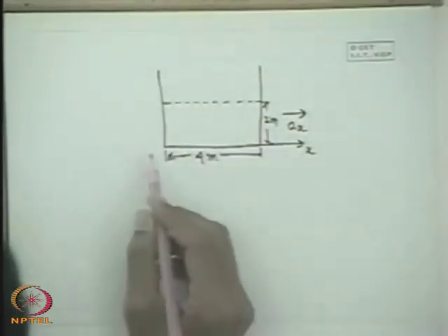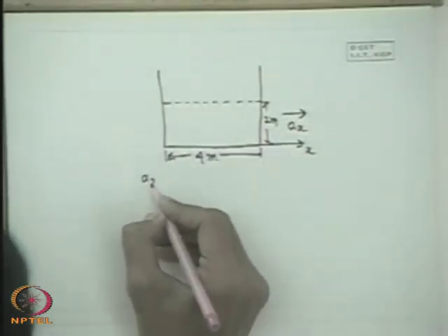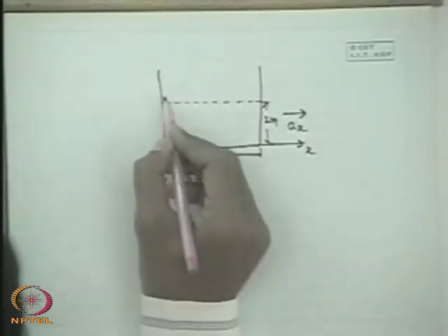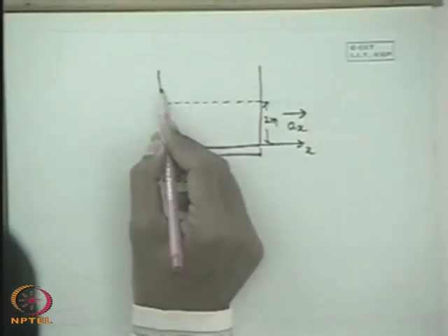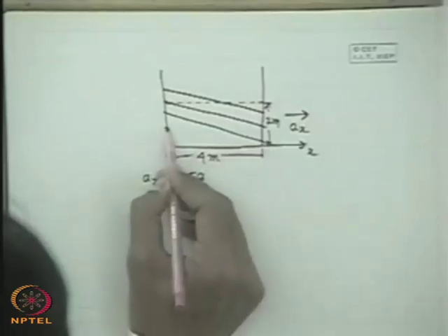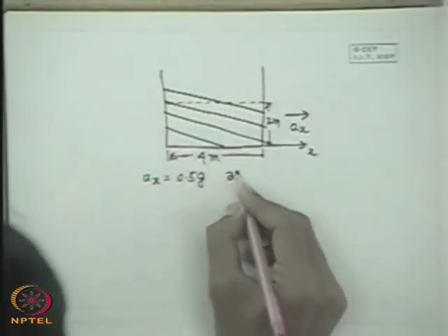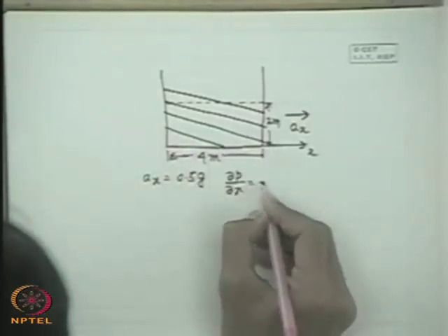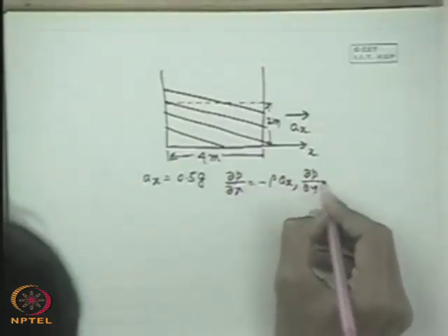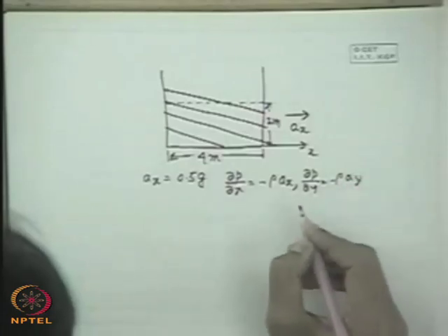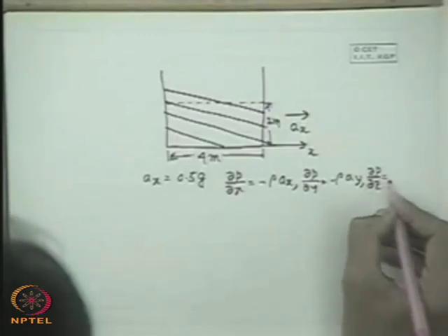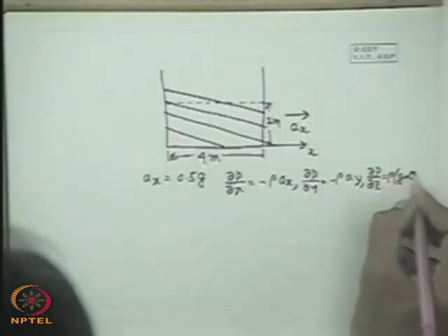Now initially, the first part is that it is given ax is equal to 0.5 g. Well, so we know the surface will be like this, a constant pressure surface. We just draw it qualitatively without knowing anything, but better let us write the equation. Del P del x is minus rho ax. Del P del y is minus rho ay. And what is del P del z? Del P del z is equal to minus rho (g plus az).